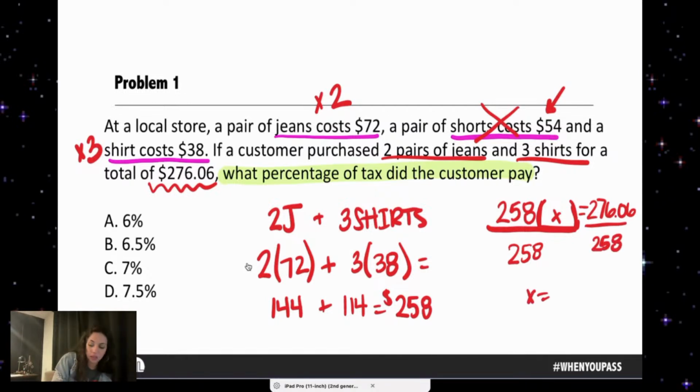So X is going to equal 276.06 divided by 258, which equals 1.07. What does that even mean? That means that I paid for my retail, which is the one whole, plus 7% tax, which equals the 276.06. So I know my answer is C.